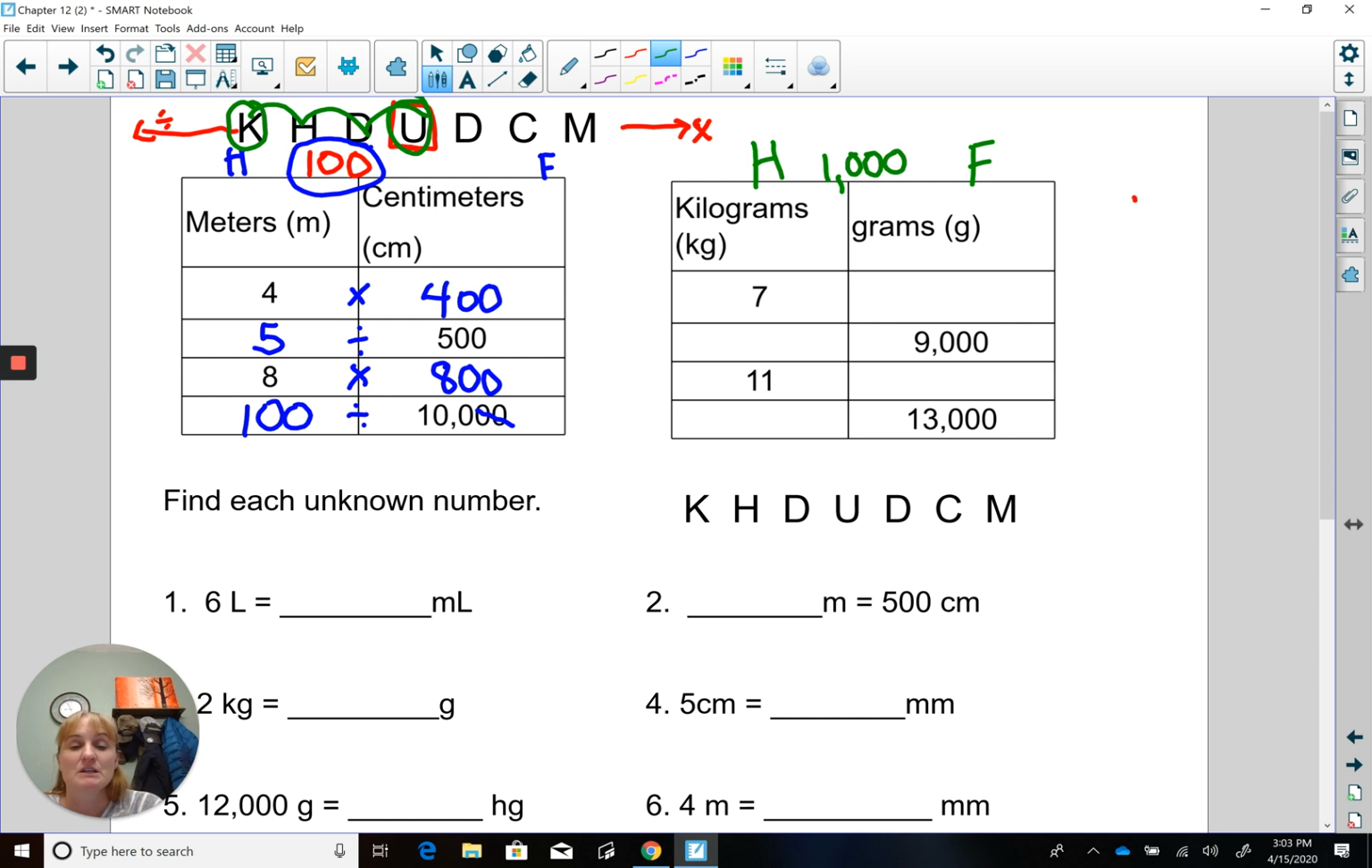Now we're going to use our horse to fly method. So if this is our horse, we're going horse to fly, we multiply. So when they give us a 7, we'll multiply because that is our horse or our larger unit. 11, still our horse, we're going to multiply. Now when they give us the fly, we go fly to horse, you divide, of course. So our fly is 9,000, so we're going to divide. And here, 13,000, and we're going to divide there.